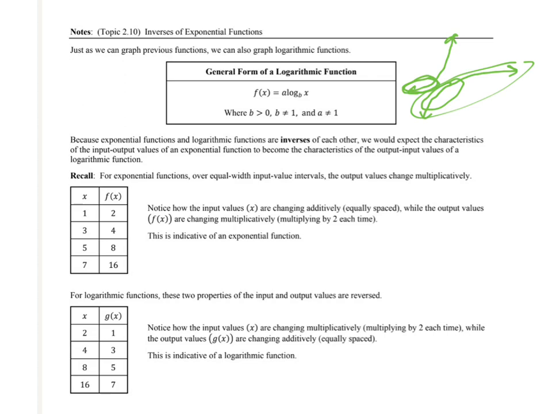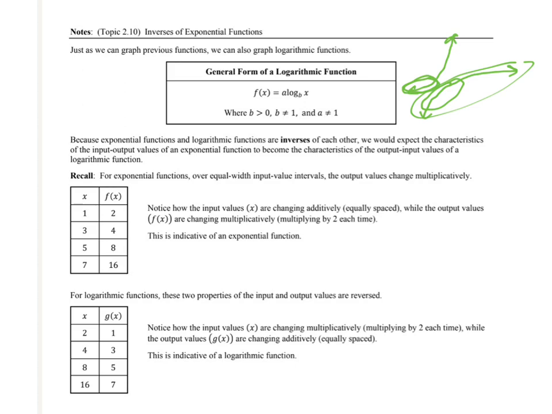It says, because exponential functions and logarithmic functions are inverses of each other, we would expect the characteristics of the input and output values to become the characteristics of output-input values on a logarithmic function. So if I'm looking at input-output on an exponential, when I graph it as a logarithm, I expect it to become output-input. Does that make sense? Okay. So for exponential functions, over equal width input value intervals, the outputs change multiplicatively. I need y'all to zoom in on that word, multiplicatively.